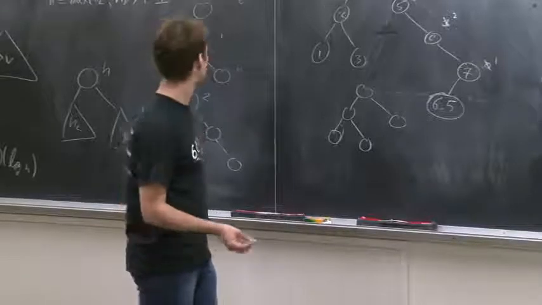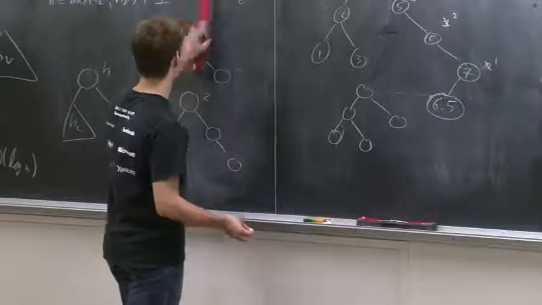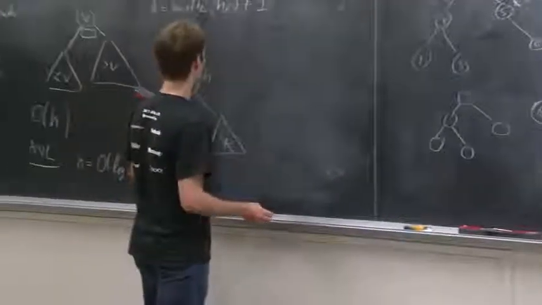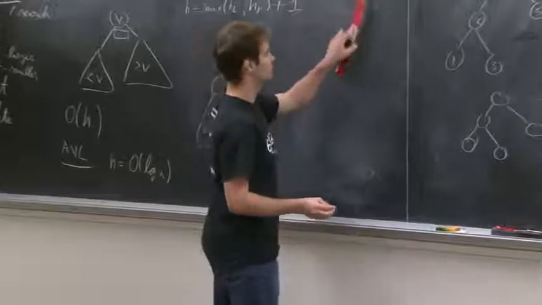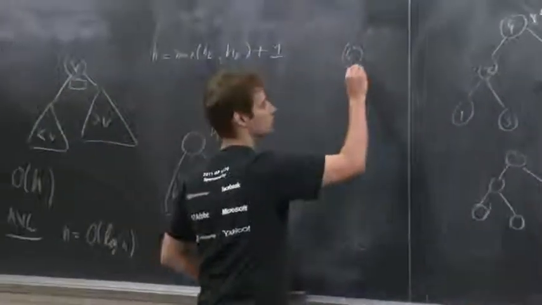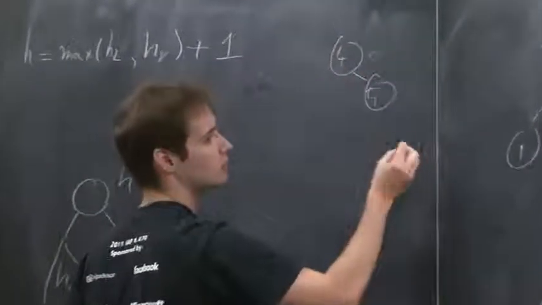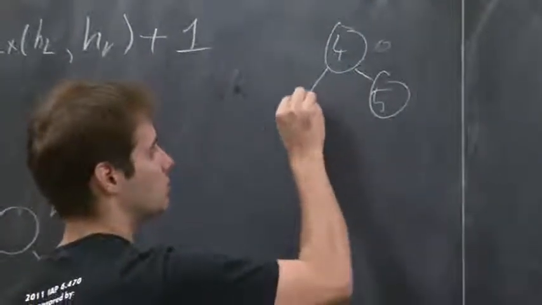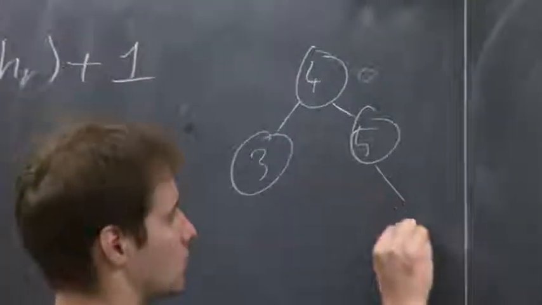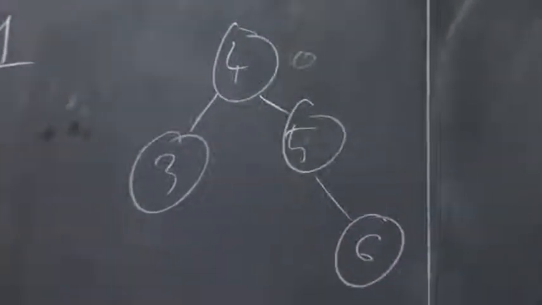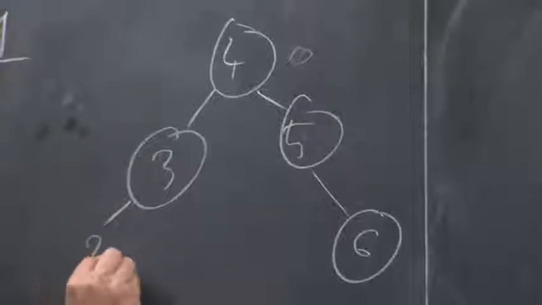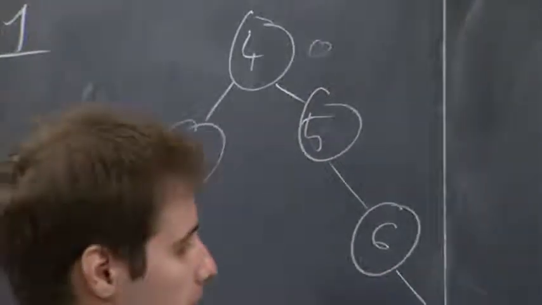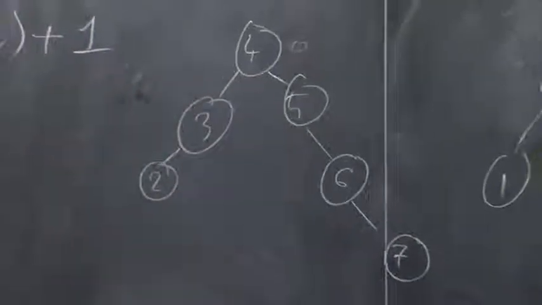So wait, let's do them in sequence. What are we inserting? You start with 4, and then you insert 5, then you insert 3. Let's see, 4, 3. Okay. And you insert 6, then you insert 2, then you insert 7, and then 1. You've got to rotate now.